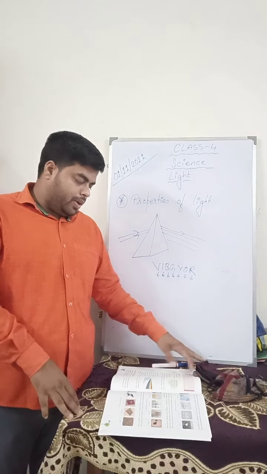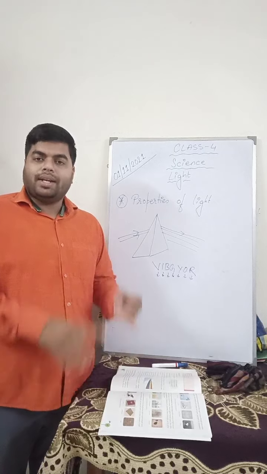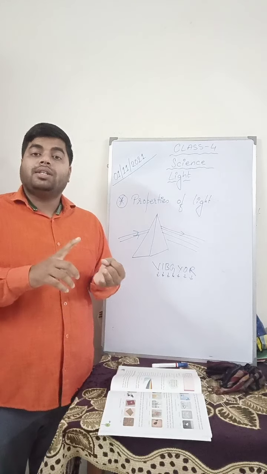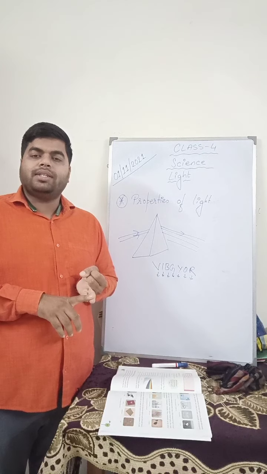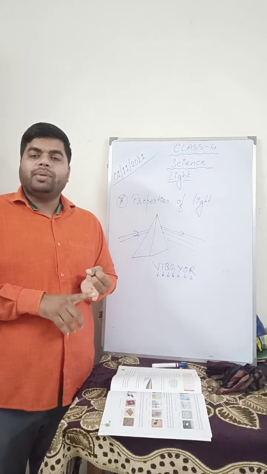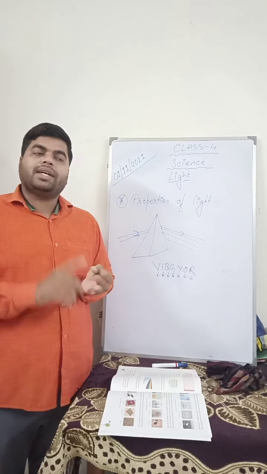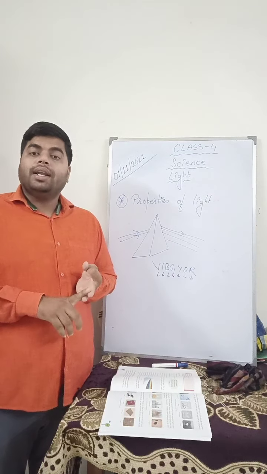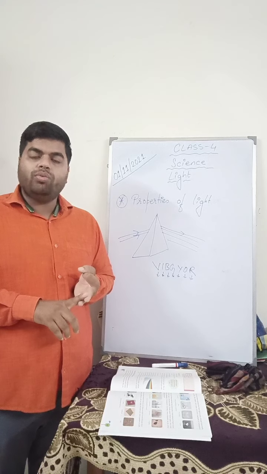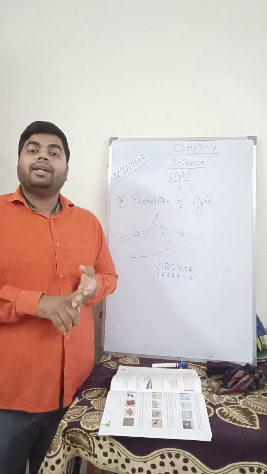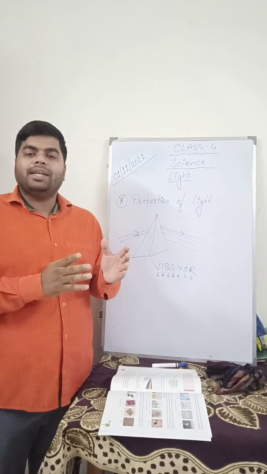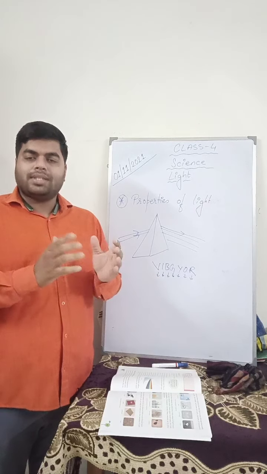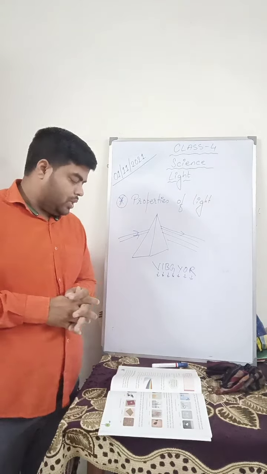So I hope all of you have understood these properties of light. It travels in a straight path. It travels at a very high speed, 3 into 10 to the power 8. It does not need any medium and can travel in empty space. The light gets reflected and then only we are able to see the object, and light gets refracted also, which means it changes its direction slightly. So these are the properties of light.